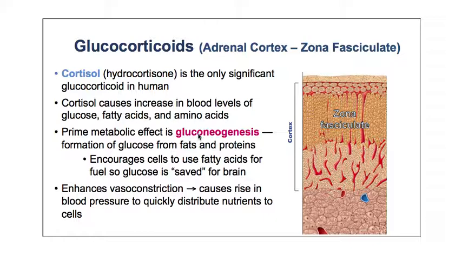So it's going to take substances that are in our body, and our body's then going to put those together to make new glucoses so that we have energy in order to do stuff. Cortisol is also going to enhance vasoconstriction, and that is going to help to increase our blood pressure.